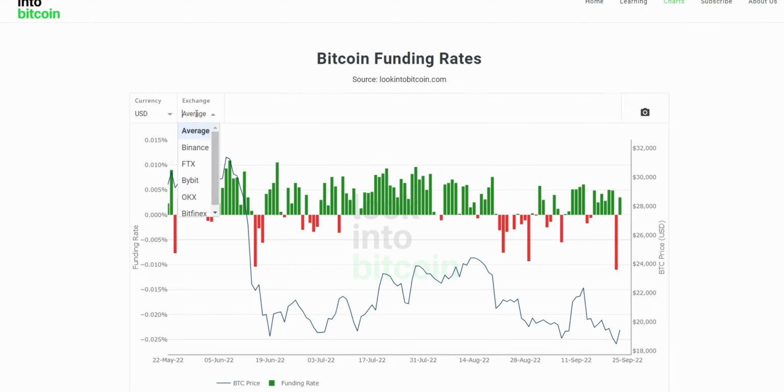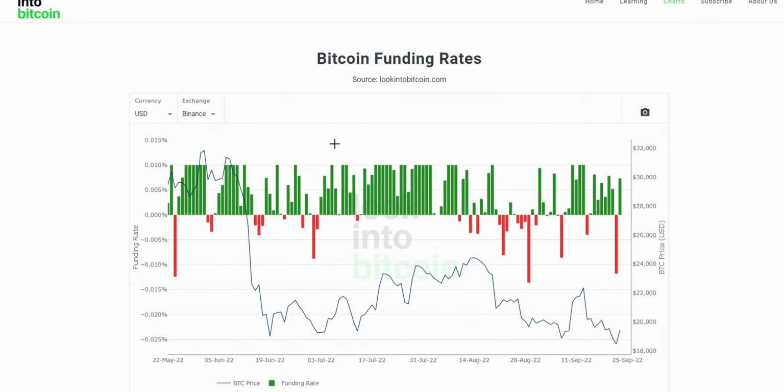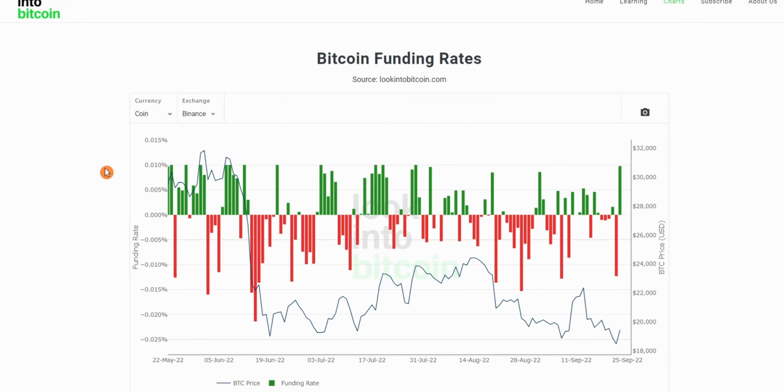Now, as I said, we can isolate by exchange. If, rather than seeing the average funding rate, you wanted to isolate towards Binance or FTX, for example, that is possible. But what we can also do is change the underlying denomination of these funding rates. As many exchanges allow these perpetual contracts to be traded with either USD or some stablecoin, we can also trade them with the underlying token themselves. So for example, once coin is selected, this would be using Bitcoin as the underlying collateral for the trade.